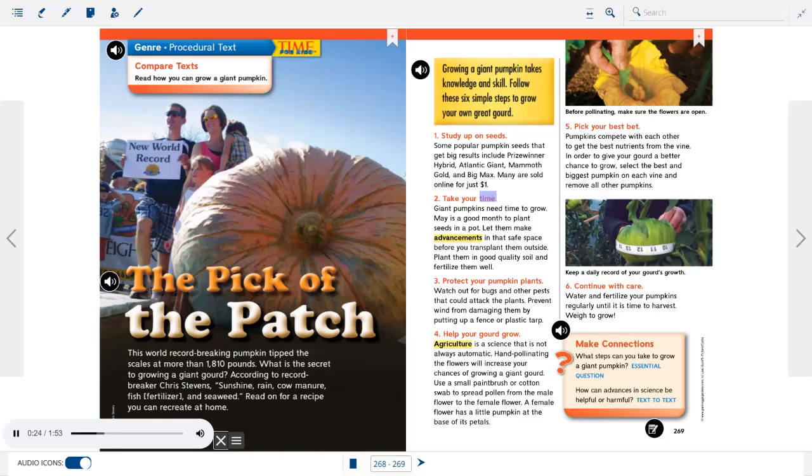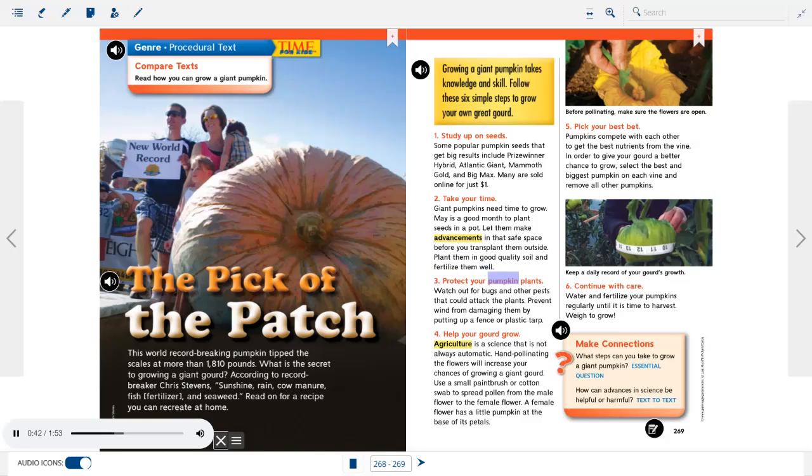2. Take your time. Giant pumpkins need time to grow. May is a good month to plant seeds in a pot. Let them make advancements in that safe space before you transplant them outside. Plant them in good quality soil and fertilize them well.